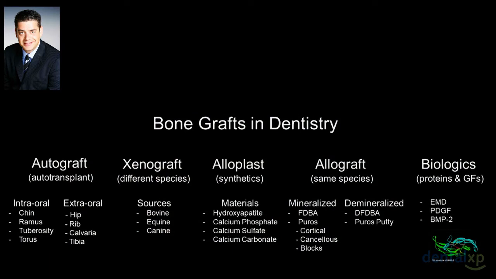So what kind of graft materials are available in dentistry? Roughly, we can classify them as autografts. We also have xenografts, alloplasts, allografts, and also biologics. The autografts are the autogenous tissue that is basically an auto transplant. Xenografts come from different species. Alloplasts, synthetic materials, and allografts from the same species. We also have the increased growth of biologics now that may help this process of bone formation.